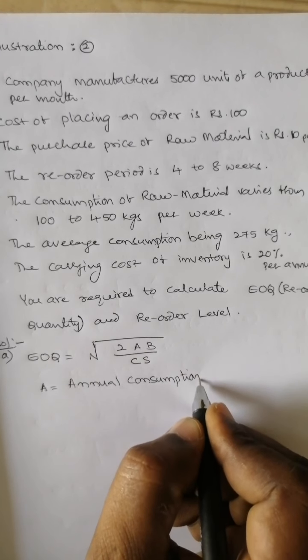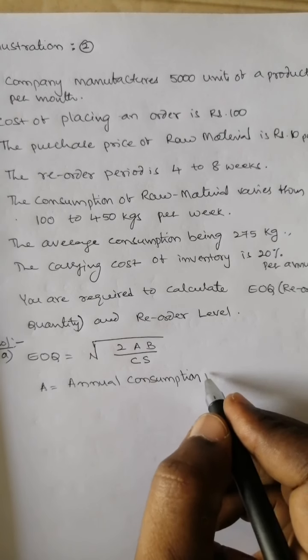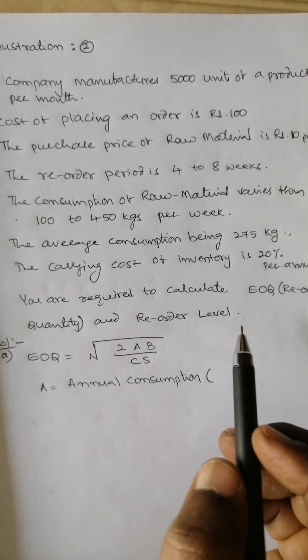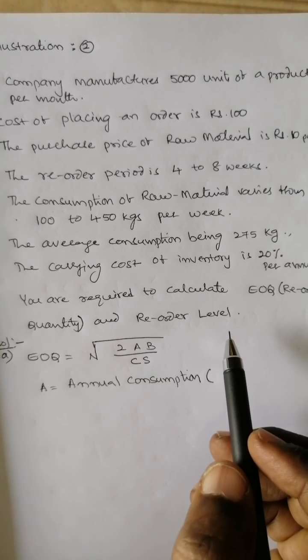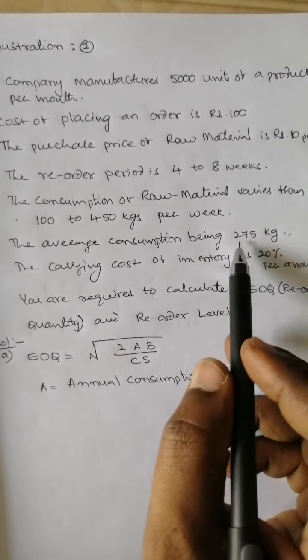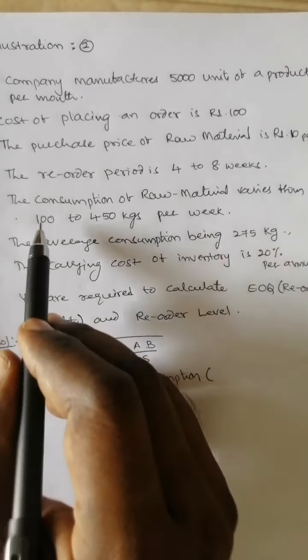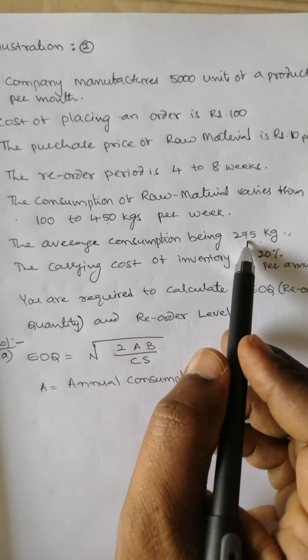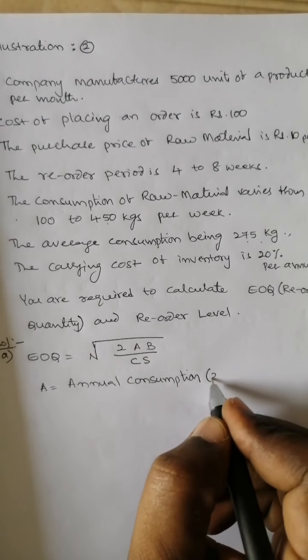Annual consumption. Now what is available in the problem? Annual consumption is not available, weekly consumption is available. Average consumption being 275 kgs per week. In a week, lowest is given, highest is given and average is given. Then we have to consider the average consumption per week.